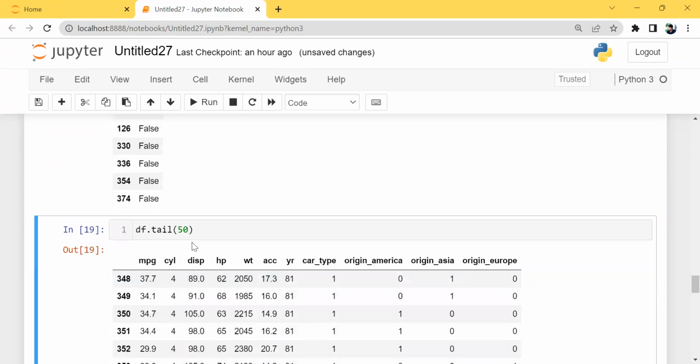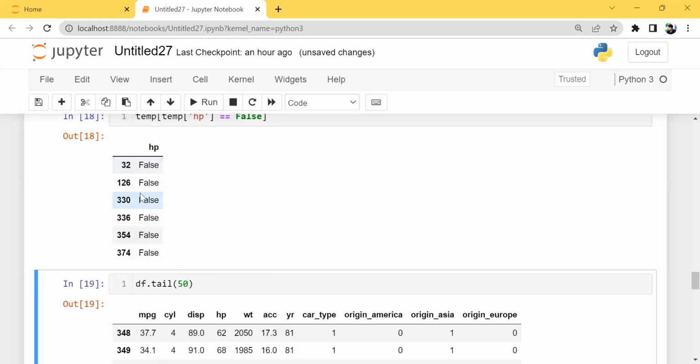Okay, I don't have any 336. Why? Because I have just called the last 50 rows. So if you check this, you will find that all the index values, all these particular rows, are having non-numerical elements, that is, the question mark.